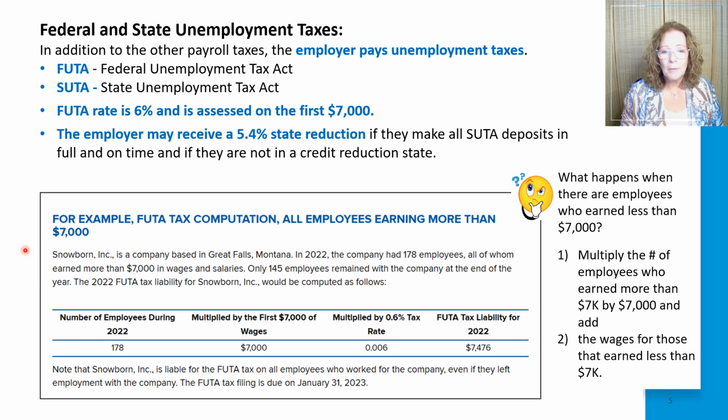So to calculate the FUTA taxes, we would multiply 178 employees times $7,000 times 0.6%, which is the 6% FUTA tax rate minus the 5.4% state reduction, equals a total FUTA tax of $7,476. What happens if some employees earn less than $7,000? In that case, we will multiply the number of employees who earn more than $7,000 by $7,000, and then add the wages of those employees who earned less than $7,000.